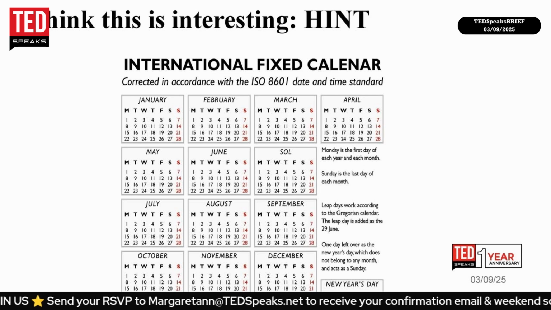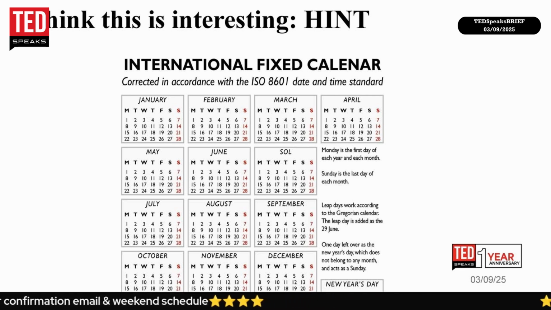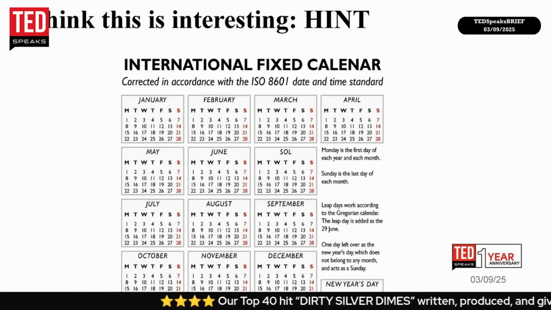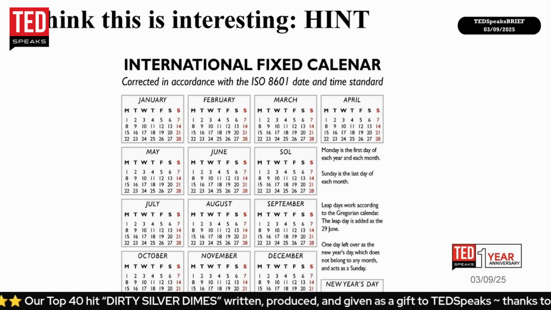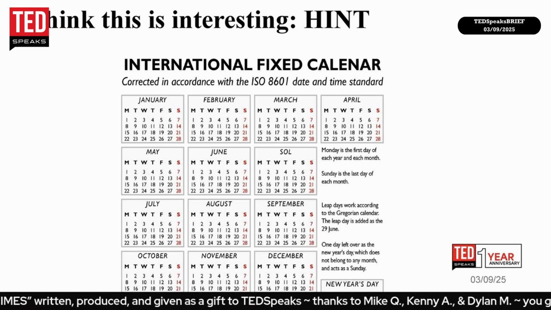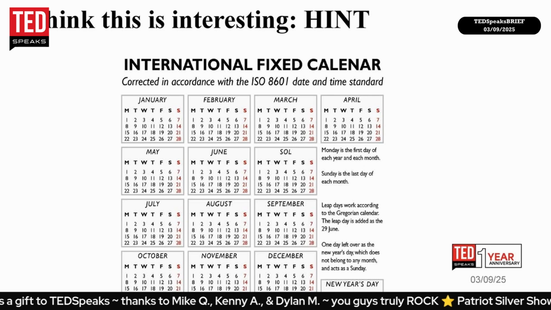All the Sundays wind up on 7, 14, 21, 28. Look at this. This certainly makes a lot more sense for our calendar than what we're currently using, doesn't it? Monday is the first day of each year and each month. Saturday is the last day of each month. Leap days work according to the Gregorian calendar. The leap day is added as the 29th of June. One day left over as New Year's Day, which does not belong to any month and acts as a Sunday. Looks like we might be changing our calendar over.